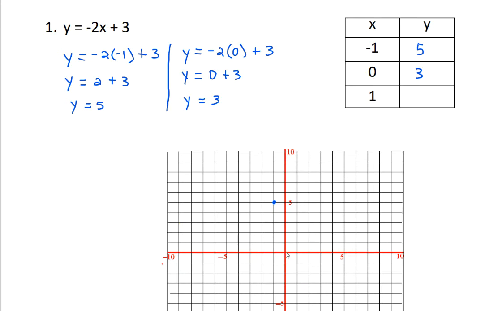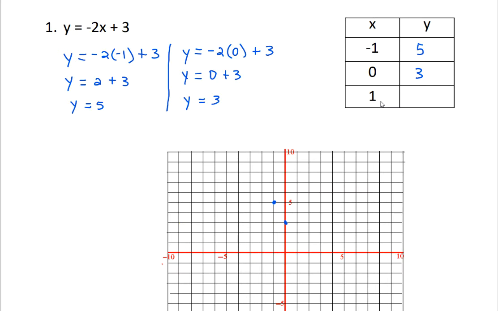To plot that, I start at my origin, and my x value is 0, so that means I don't go left or right. My y value is 3, so from the origin, I'm just going to go up 1, 2, 3 spaces and plot my point. Now we have one more value to plug in.